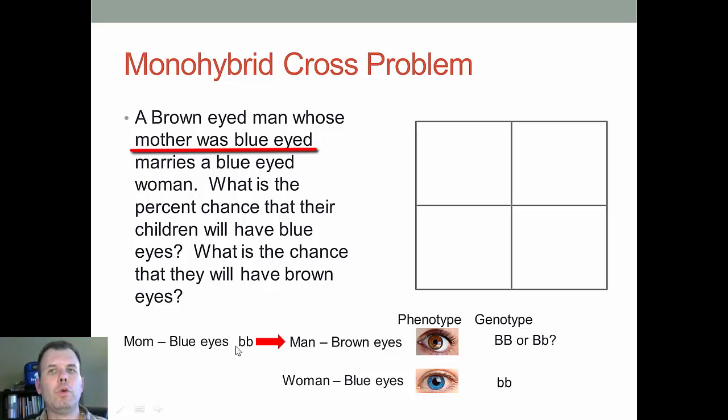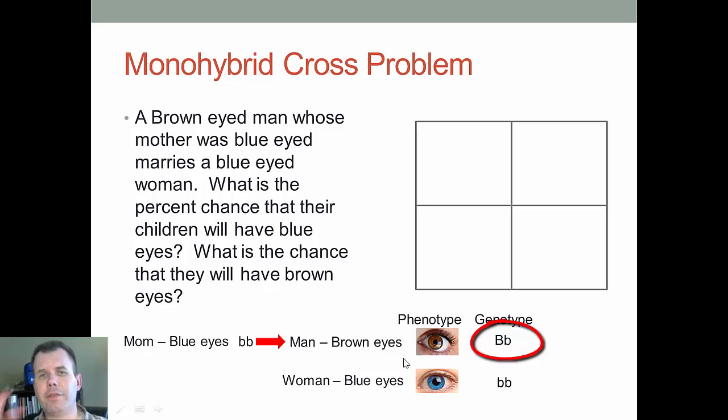If mom had blue eyes, the only allele that she can give her son, the man, is going to be little b, because you can't give a big B if you only have little b's to give. And so we know that his genotype has to be big B, little b, because mom could only give him a little b. His dad obviously gave him the big B, and that's why he has brown eyes. So we know his genotype is big B, little b. You have to look in the problems themselves to find those clues to answer these questions.